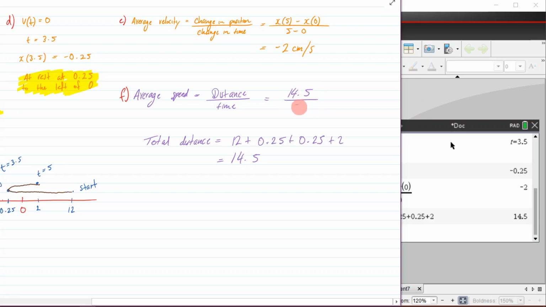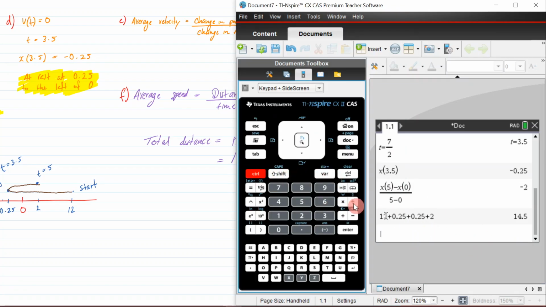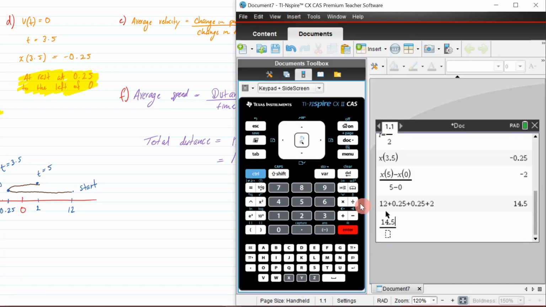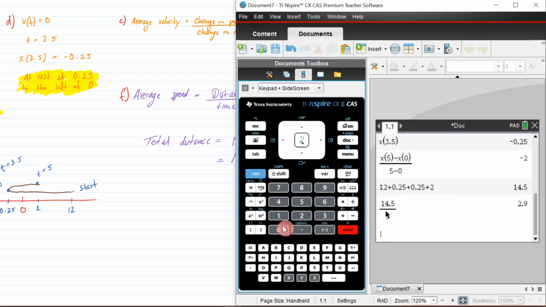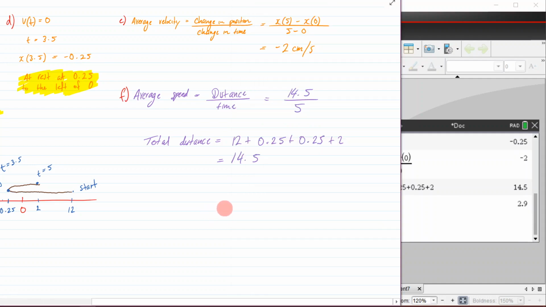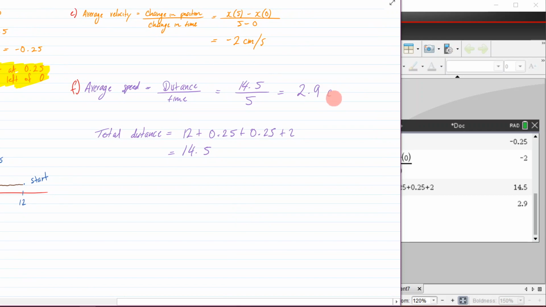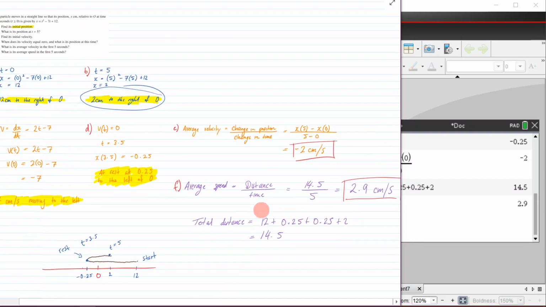And we know it's a total of 5 seconds. So now I would come here and ask, what is 14.5 over 5? It's going to be 2.9, and it was centimeters a second. And that's going to be your answer. Take note of the fact that speed is always positive, you don't put a sign there. But your velocity does have that direction, that sign.